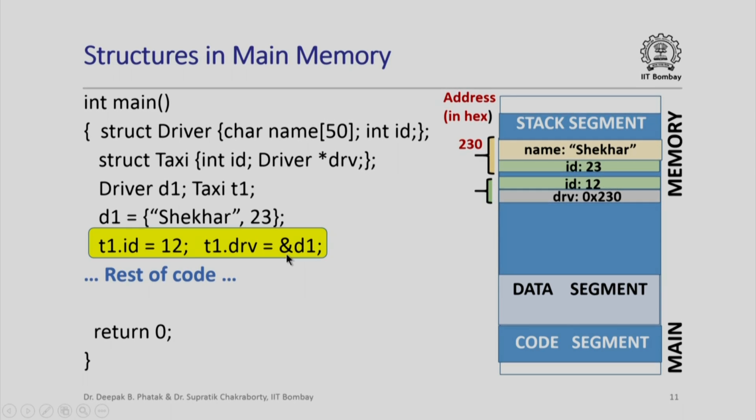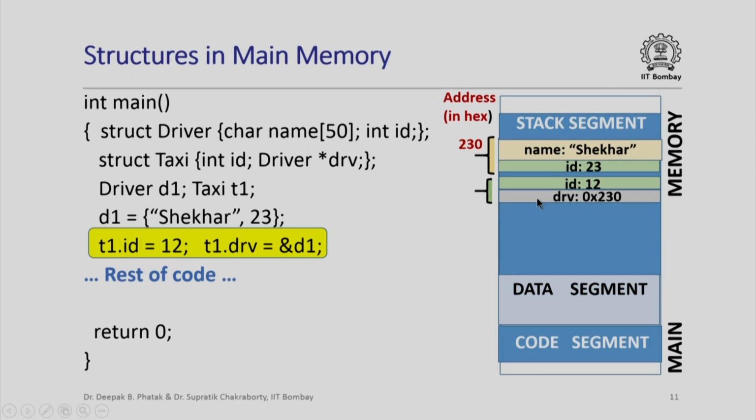Then if I have this assignment statement, which says T1.drv is assigned ampersand D1, I will first calculate the address of the variable D1. If you recall, D1 was stored in this sequence of memory locations. So when I am asking for the address of D1, I am asking for the address of the first in the sequence of locations. Let us say that address in hexadecimal notation is 230. Then in the space allocated for DRV for the variable T1, the hexadecimal value 230 will be stored. Now if you look at this memory layout, you will realize that the member DRV of the variable T1 actually has the address of the variable D1.